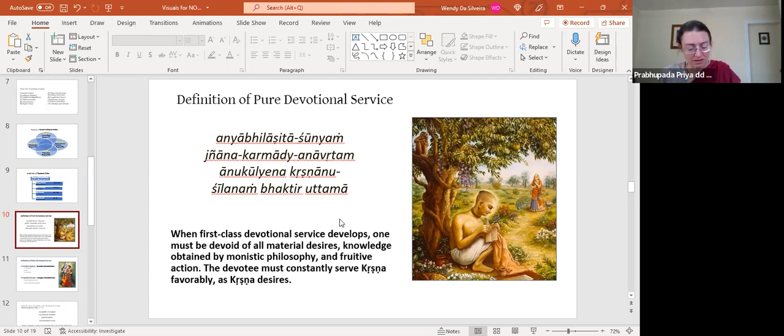And then another quality of devotional service is that it has to be anukuliyena, which means favorable. Because we were just saying that the activity of the mind is to think of Krishna, and the activity of the words is to talk about Krishna. But there are so many demons like Kamsa and Shishupal, who are always thinking of Krishna and always talking about Krishna, but in a very unfavorable way, right? They wanted to kill Krishna, they hated Krishna, they were insulting Krishna. So they were very Krishna conscious, but it wasn't favorable. So that cannot be called bhakti.